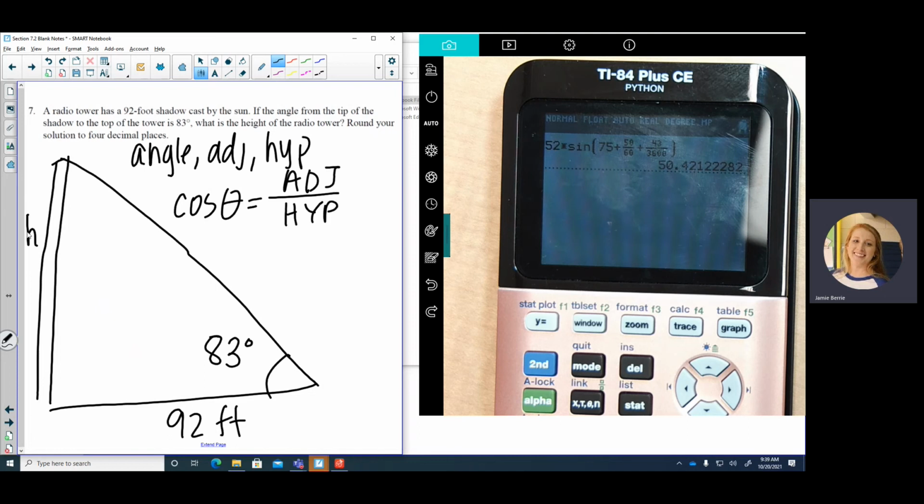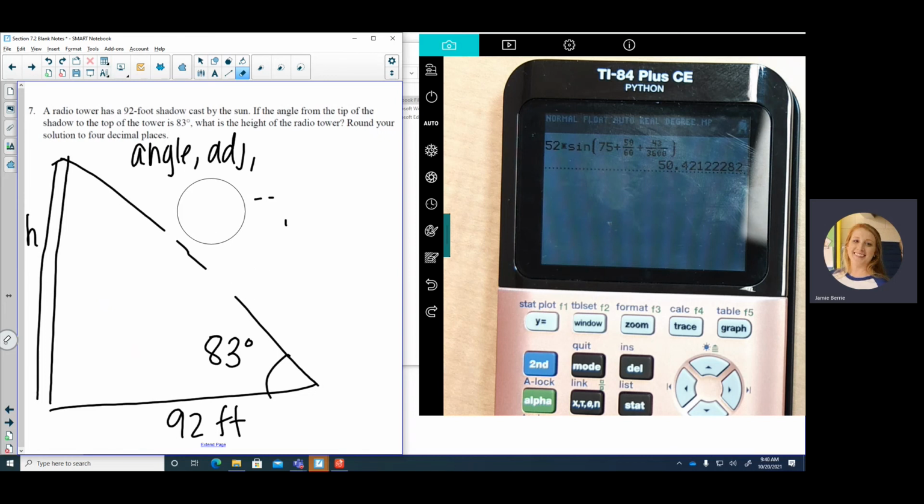All right, so you would plug in your angle. Your angle theta is 83 degrees, adjacent side is 92 feet. I'm sorry, why was I doing hypotenuse? We do not know the hypotenuse. Woo, that was a close one. Sorry, you guys. You're probably thinking, why did I write hypotenuse there? That's not the hypotenuse, that's the opposite. Sorry.